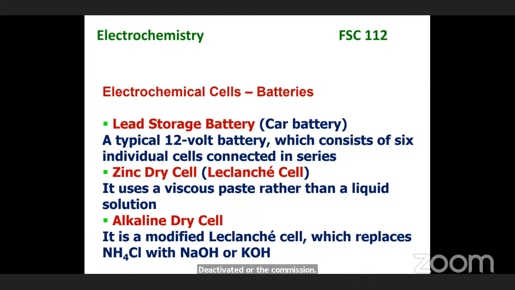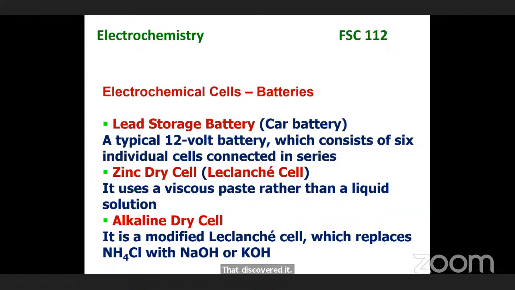The next one is zinc dry cell. Those of you who grew up in the village, or even if now you see remote controls, torchlight, radios, many of them will use the dry cell. It's also called the Leclanché cell. Leclanché is the scientist that discovered it.